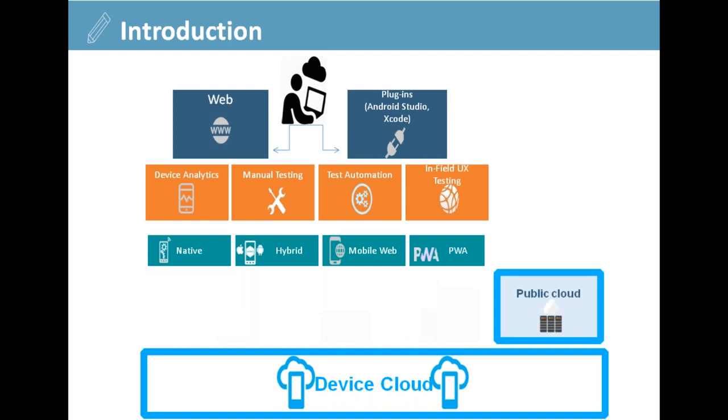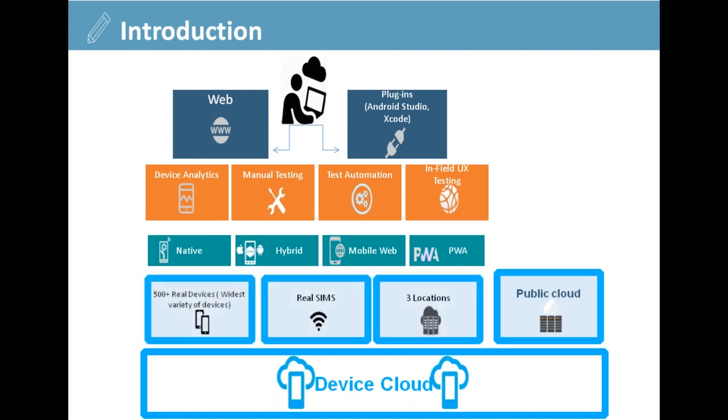The first one is public cloud, which is the most popular one, and any customer across the globe can access it. We have 500 plus real devices available on public cloud. We have real operator SIMs, real cellular networks in the real devices, so you can use those networks to test your application. And we have three different locations where our data centers are located, namely India, US, and Australia.